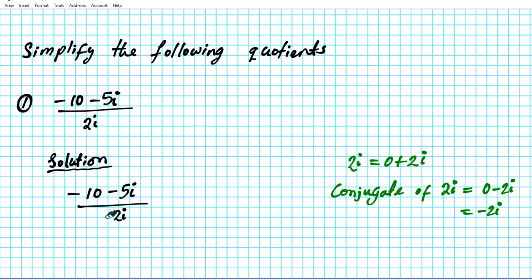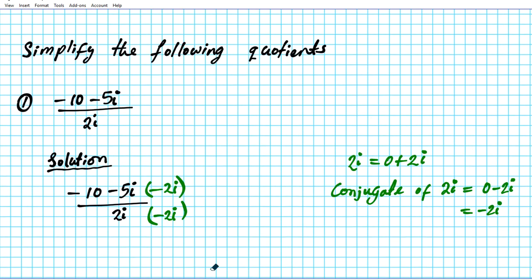So this is 0 plus 2i. The conjugate is 0 minus 2i. What we're going to do is multiply the numerator and the denominator by negative 2i, which is the same thing as 0 minus 2i. So this is the conjugate of 2i. Now let's go ahead and distribute.